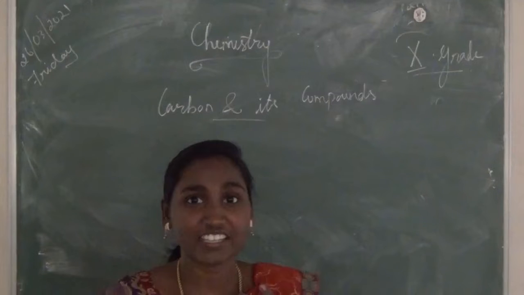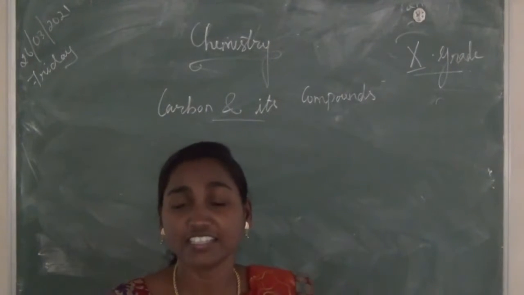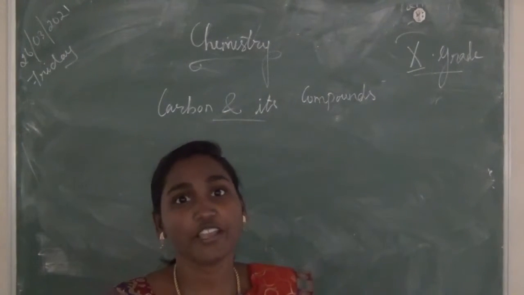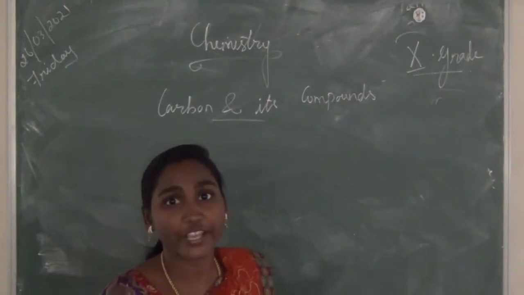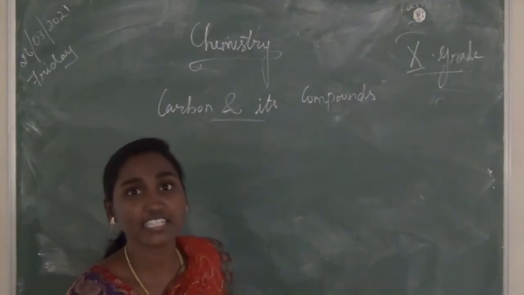We already learned everything, right? We have 5 units that we already learned. Today again we are going to study the lesson carbon and its compounds. Okay, unit 11, carbon and its compounds.